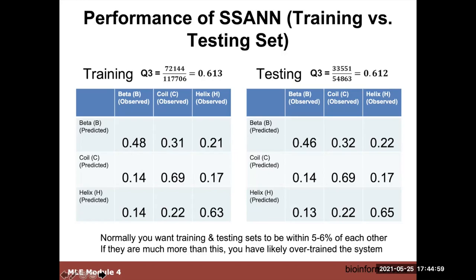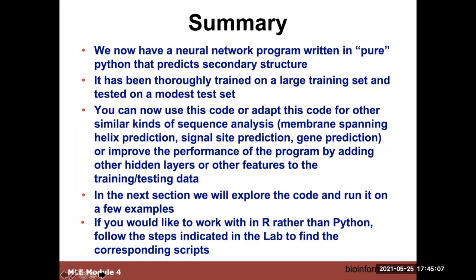Both the training and testing are consistent in terms of the numbers. So we can say this is not overtrained, and we're confident in terms of its performance. Essentially what we have is a neural network program written in pure Python, also one written in R. We've trained it on fairly large data sets. It took a fair bit of time for us to find the right training set size. The first time we did it was too large, the second time it was too small. So we're not showing you all the challenges we faced in choosing a good training set size.